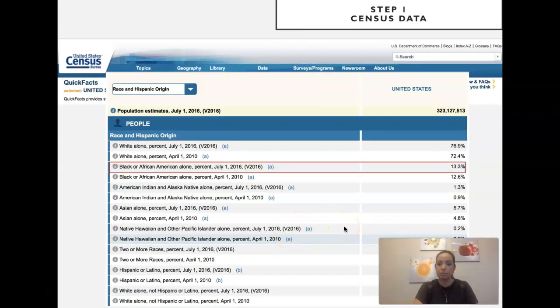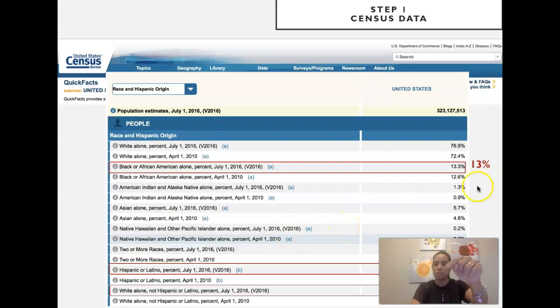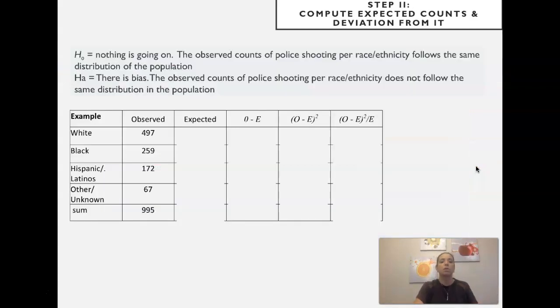Okay, if we sum all of these, then we'll leave 8% for other. And we leave 8% for other, again, because as we sum all of these things, it turns out to be 92%, and we need 100%, so we add 8% for other race or ethnicities.